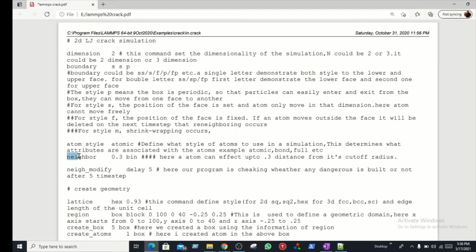Okay, the next command is neighbor 0.03 bin. That means here an atom can affect up to 0.3 distance from its cutoff radius. Neighbor modify delay 0 every 5. That means here our program is checking whether any dangerous build is made or not after 5 time steps.